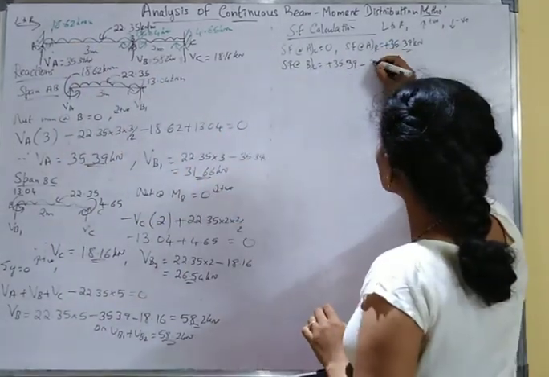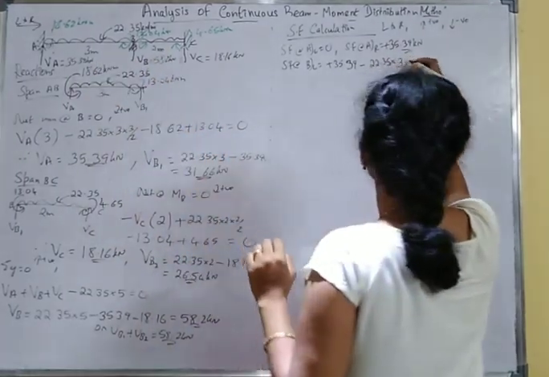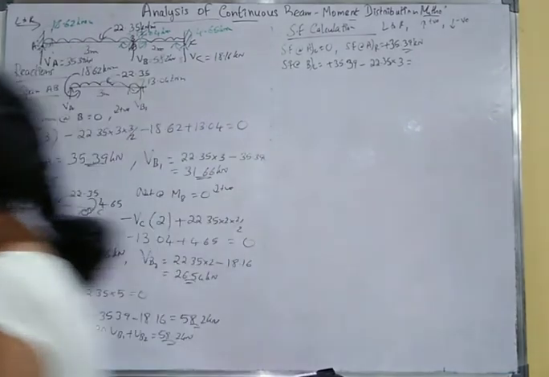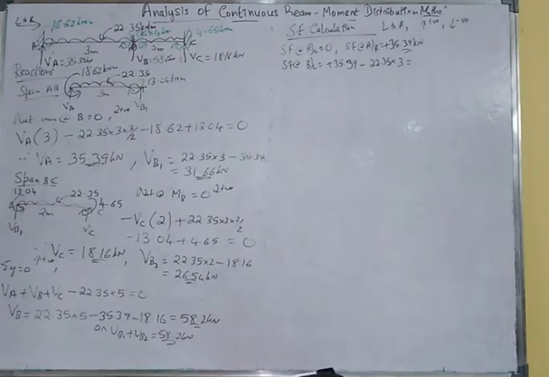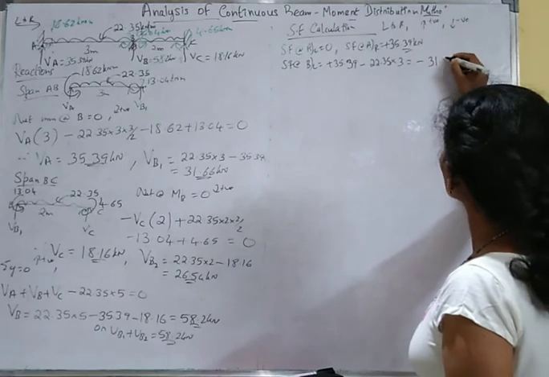UDL, that is minus 22.35 into distance is 3. Calculate, you will have minus 31.66.